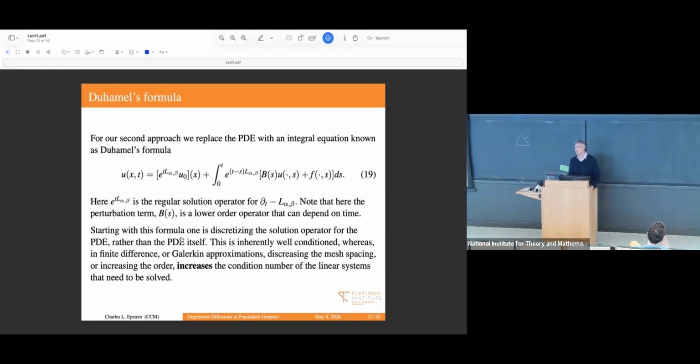We like to emphasize the integral equation involves the solution operator, right? Because what appears here is the heat kernel, which is the solution operator, and then some average of heat kernels over a history. So when you discretize the solution operator for the PDE rather than the PDE, it's inherently well conditioned. Whereas with the finite difference or the Galerkin approximations, when you decrease the mesh size or increase the order, you're increasing the condition number of the linear system, so it's inherently ill-conditioned. It gets worse and worse conditioned the more digits you try to get, the fewer digits it's willing to give you. So it's always better, if you can do it, to find an integral equation formulation and discretize that.